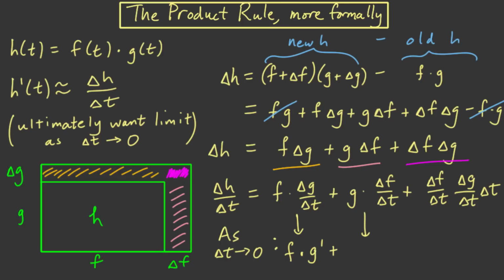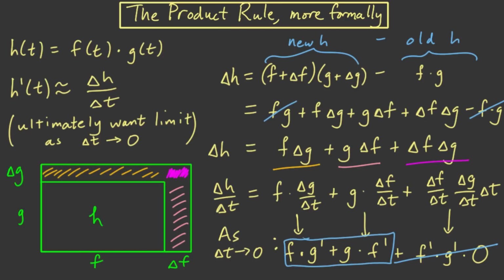And in the next term, we'll get g times, and then this quotient, well, that approaches f prime as delta t approaches 0. And finally, in the last term, the first part is going to go to f prime. And the second part goes to g prime. But the last part, well, that's just delta t itself, which is going to 0. So in the limit, this last term just disappears. It's 0. And we're left with f times g prime plus g times f prime. Hey, that's our product rule.